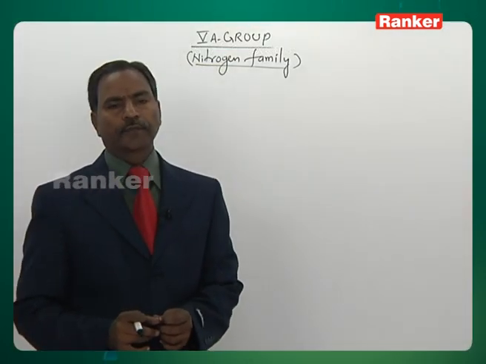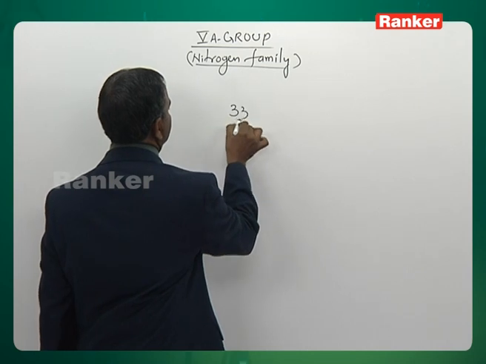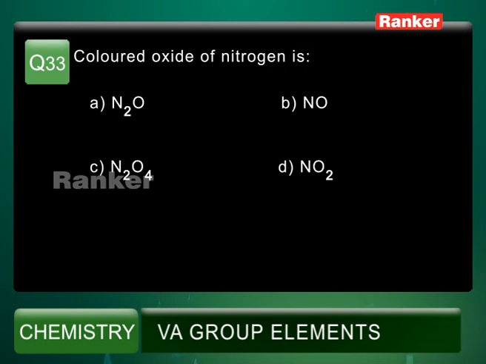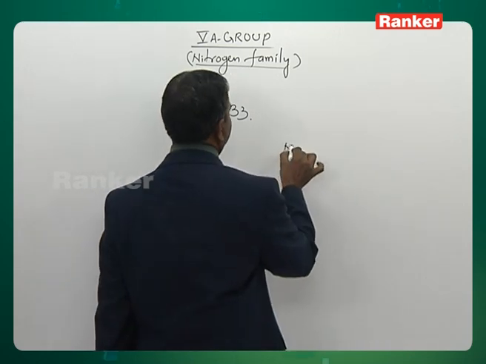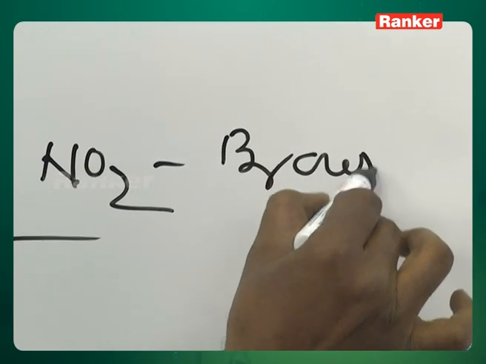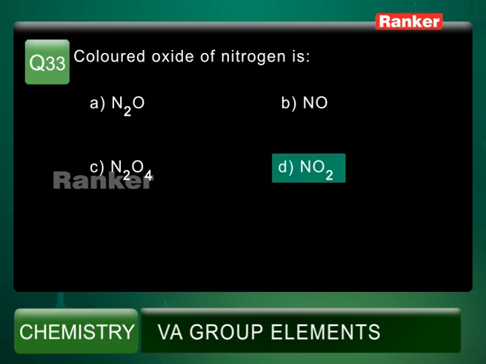Next, question number 33. Colored oxide of nitrogen: N2O, nitrous oxide, is colorless. NO is also colorless. N2O4 is also colorless. D, NO2. See, NO2 is actually a brown gas, brown in color. So question number 33, the answer is D, NO2.